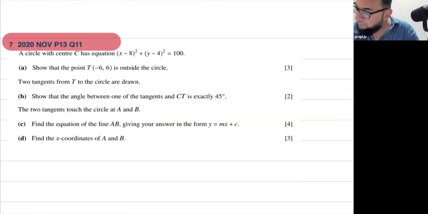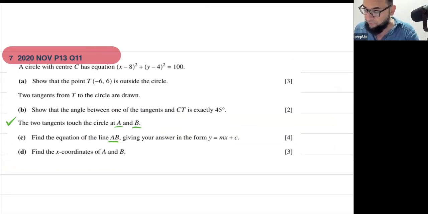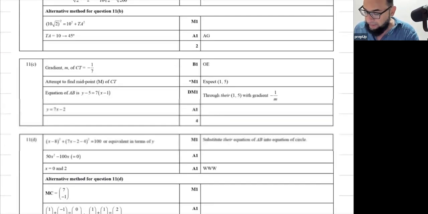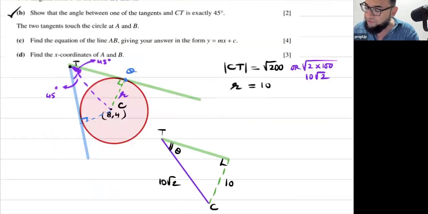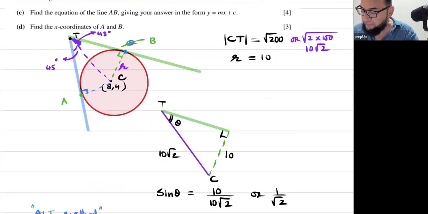Now it says the third thing: the two tangents touch the circle at A and B. Find the equation of line AB. Give your answer in this form. Now, how can I find the equation of AB? This one they might have labeled as B, this one as A, or vice versa. Doesn't make a difference. Now they are asking us to find the equation of these two tangents.